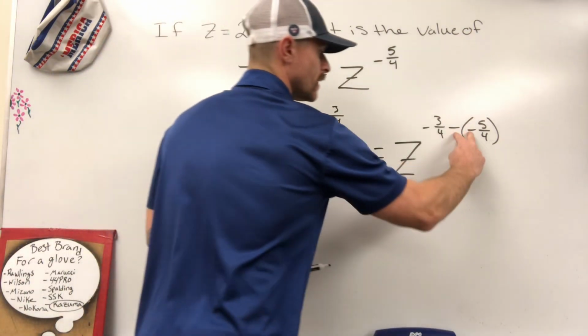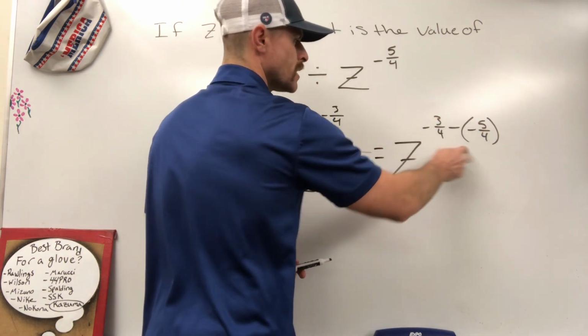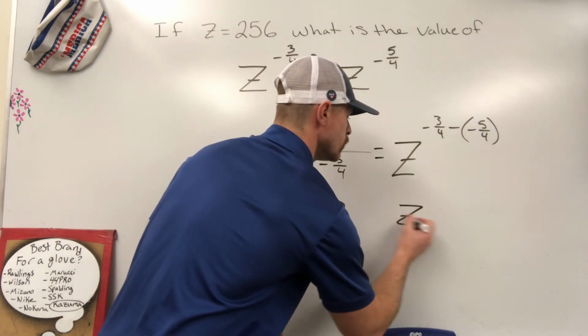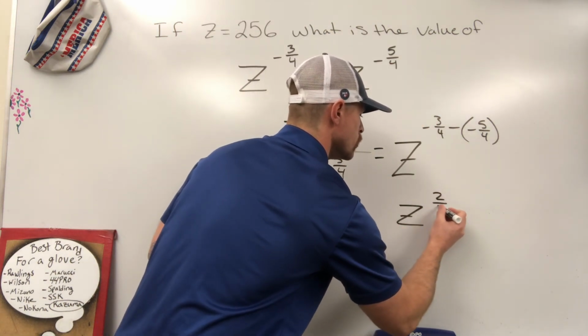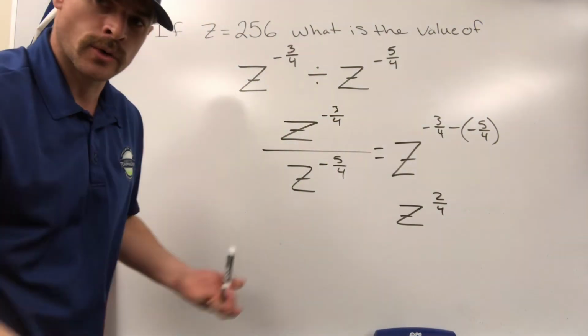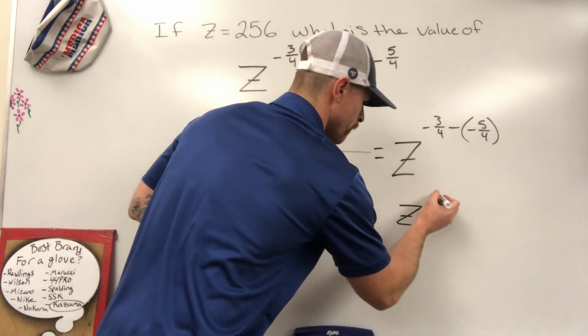Now subtracting a negative is really adding, so we're adding 5/4 to negative 3/4. If you add 5 to negative 3, you're going to end up with a 2. So now we've got positive 2/4 as our exponent. 2/4 is no different than 1/2, so I'm just going to simplify that 2/4 to 1/2.